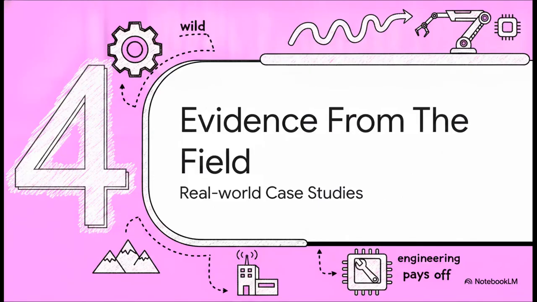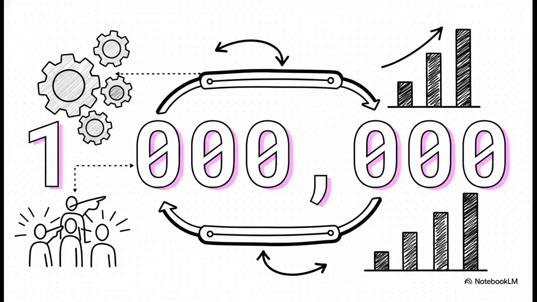Which brings us to Section 4. Evidence from the field. OpenAI, Anthropic, and LangChain. That number right there is 1 million. A small team at OpenAI shipped roughly 1 million lines of production code with zero human-written lines. How on earth did they do that? By relying on a rigorously enforced harness.